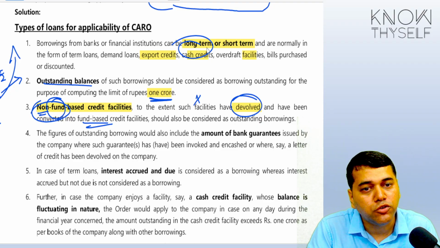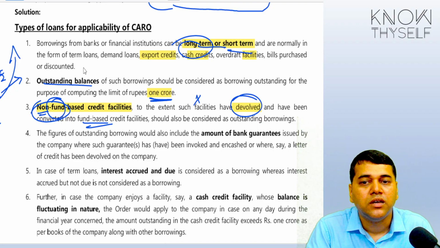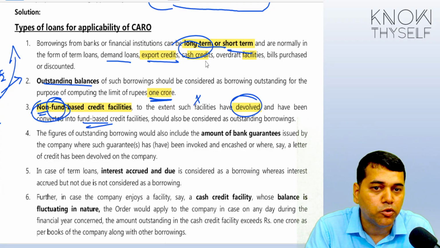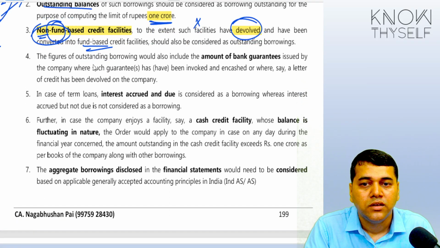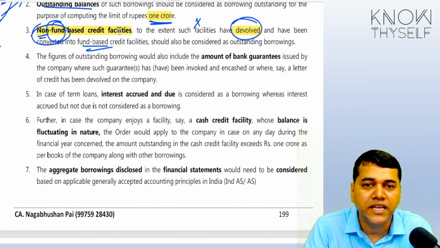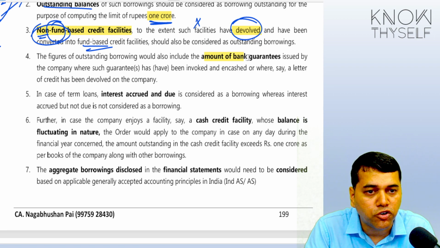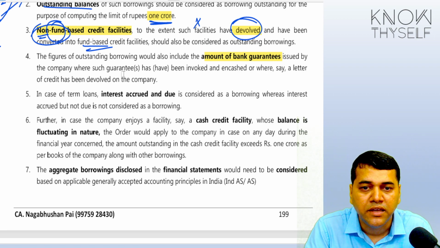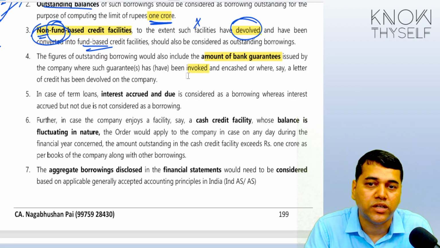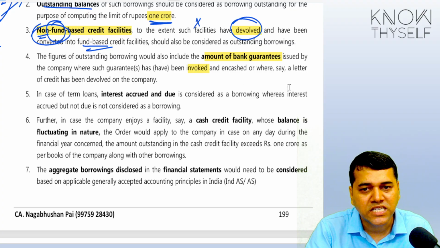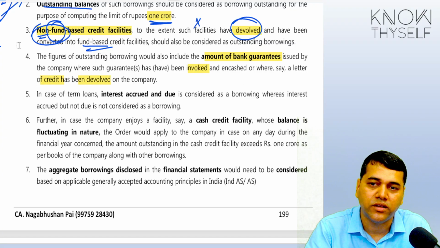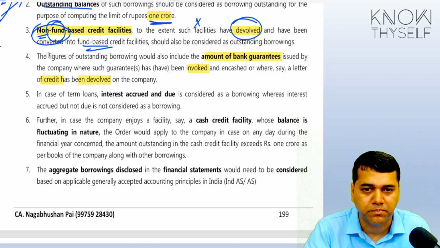And that amount includes long term, short term, in the form of demand loans, export credit, cash credit, and OD, bills purchased and discounted. The amount of outstanding borrowing would also include amount of bank guarantee issued by the company where bank guarantees have been invoked. Okay, which I already told, which is a part of your non-funded. Encashed or letter of credit has been devolved. Same, non-funded. Both points are same.